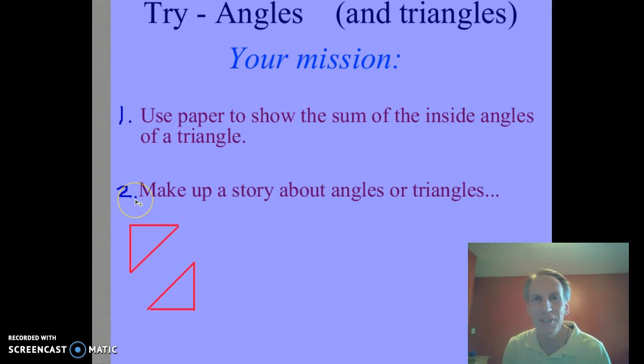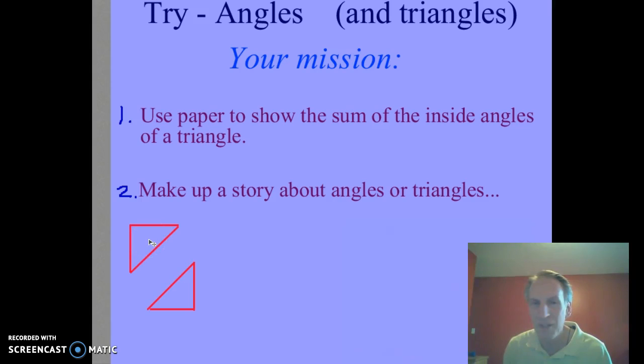Number 2, and this is kind of optional, but make up a story about angles and triangles. I thought that'd be kind of fun. Like the baby triangle and the mama triangle, the family of triangles, or maybe they're climbing Mount Acute, or the obtuse mountain. Remember those words? Less than 90 is acute, more than 90 is obtuse.